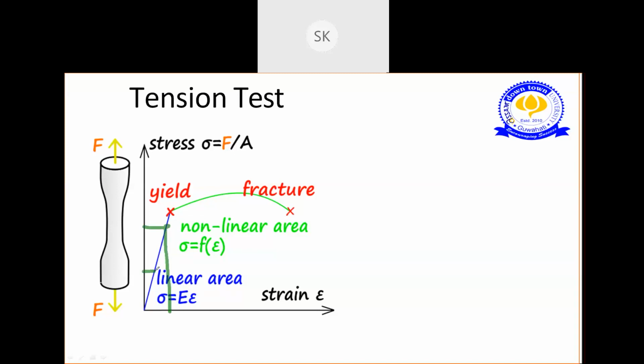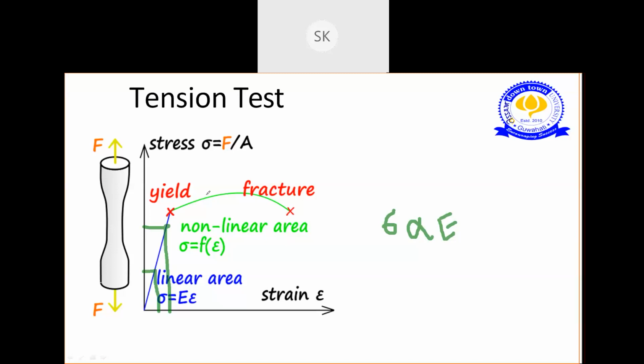What is the stress? Strain. So here stress is directly proportional to your strain in the linear part of the curve, and here there is a non-linear part of the curve. Till this point, your member, your structure or your material will come back to its original position when it gets deformed. But from this point to this point it starts yielding.